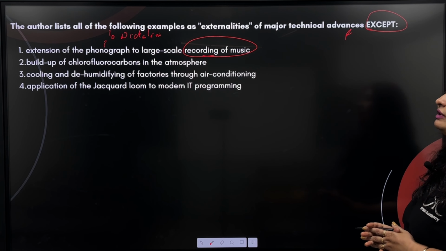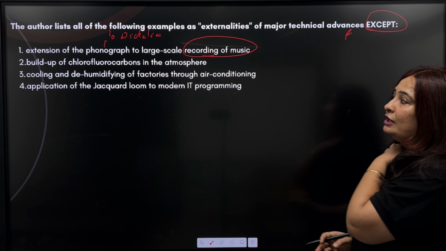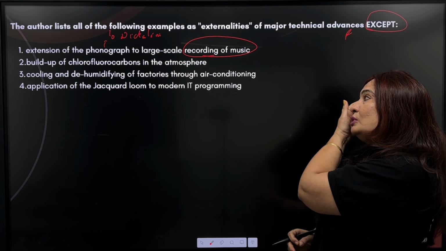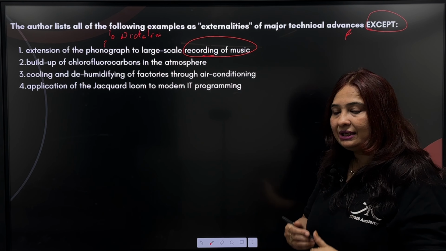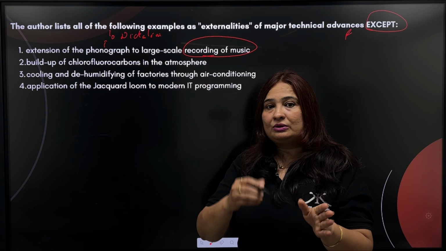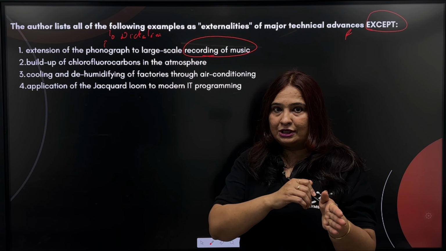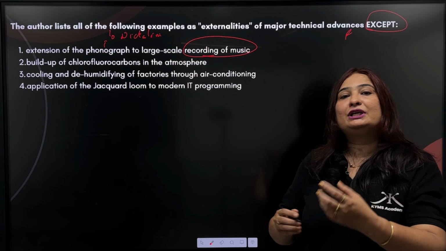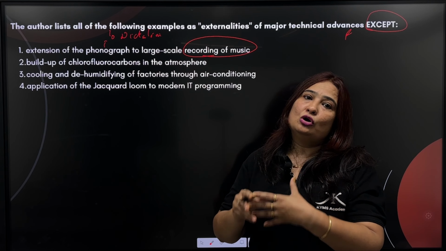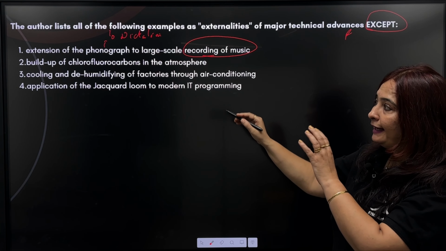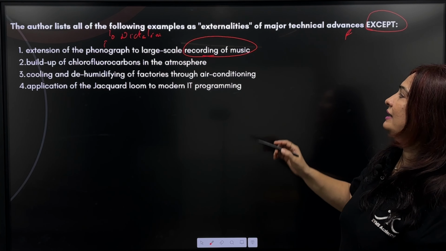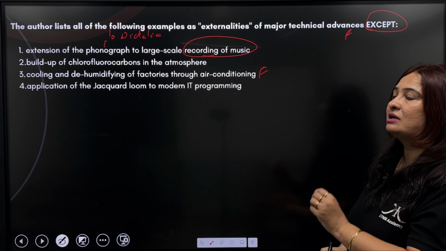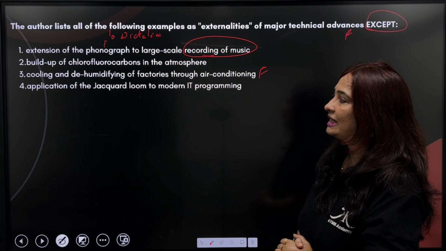Cooling and dehumidifying of factories through air conditioning. So this was clearly given in the paragraph that the main intended purpose of ACs was to decrease the humidity of factories. So that was the intended consequence. But then what was the unintended consequence? That people started using AC for household purposes also. So yes, this was the intended use. This was not the externality. And because we have to go for the except question, this is going to be false. My answer is going to be 3.